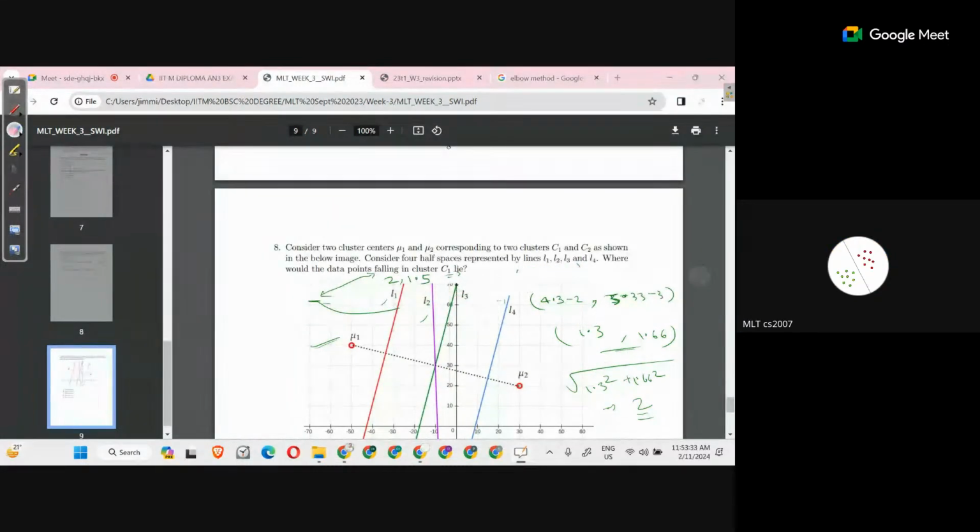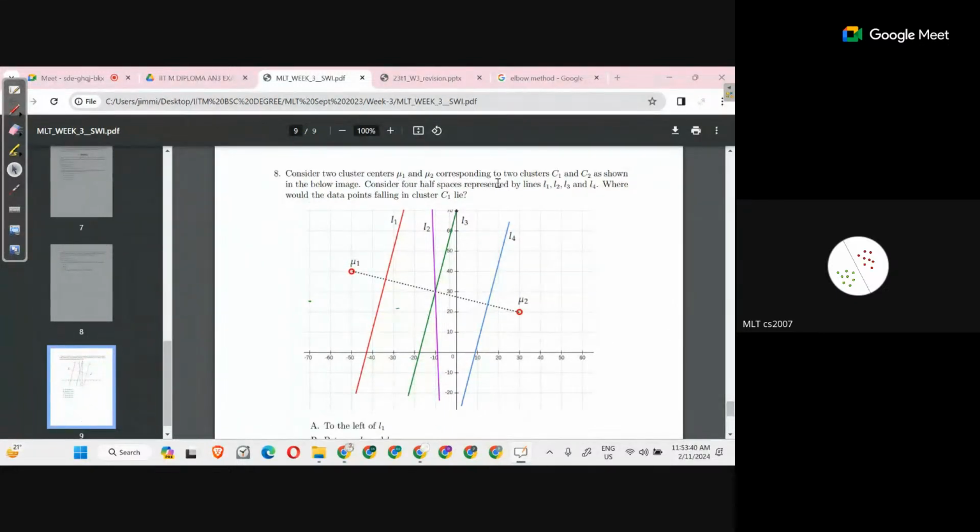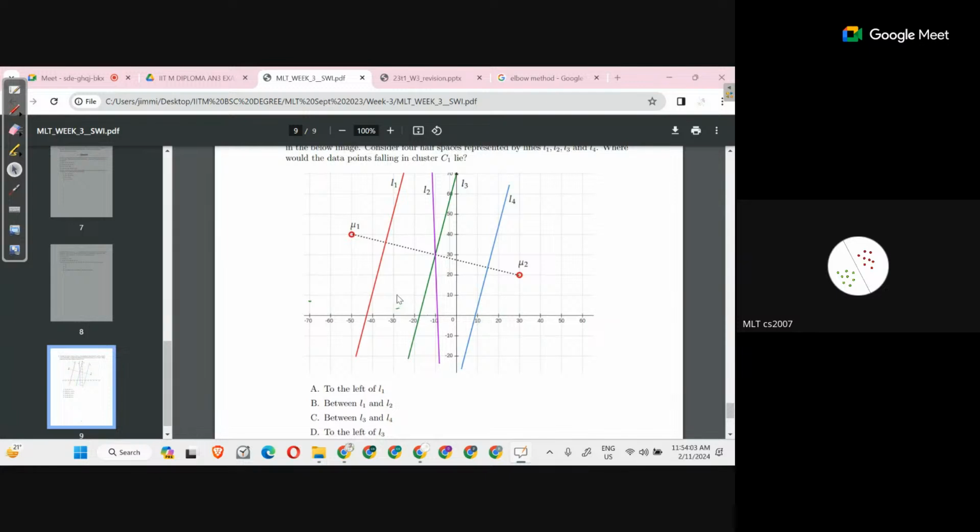Okay, let's see question number 8. Question number 8 says: consider the two cluster centers mu1 and mu2 corresponding to two clusters C1 and C2 as shown in the image below. Consider the 4 half spaces represented by lines L1, L2, L3, and L4. These are the half spaces. Where would the data points falling in cluster C1 lie? So where will the points which are falling under cluster center C1 be?